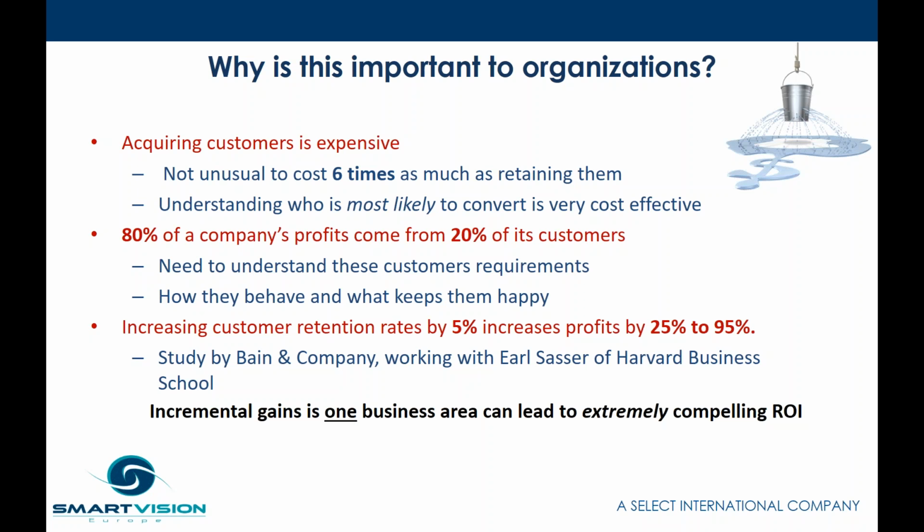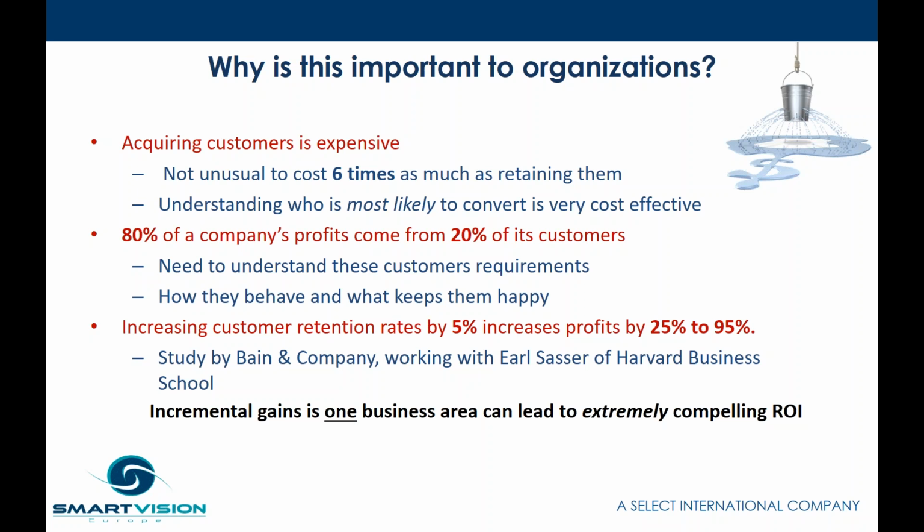However, as is common, 80% of most companies' profits come from about 20% of its customers. A Pareto rule, if you like. These are common sorts of ratios that we get. It's not unusual, of course, that a small minority of customers actually contribute the most amount of money to the bottom line of an organization. So understanding who those customers are and understanding what keeps them happy and what their requirements are is key to maintaining their loyalty.